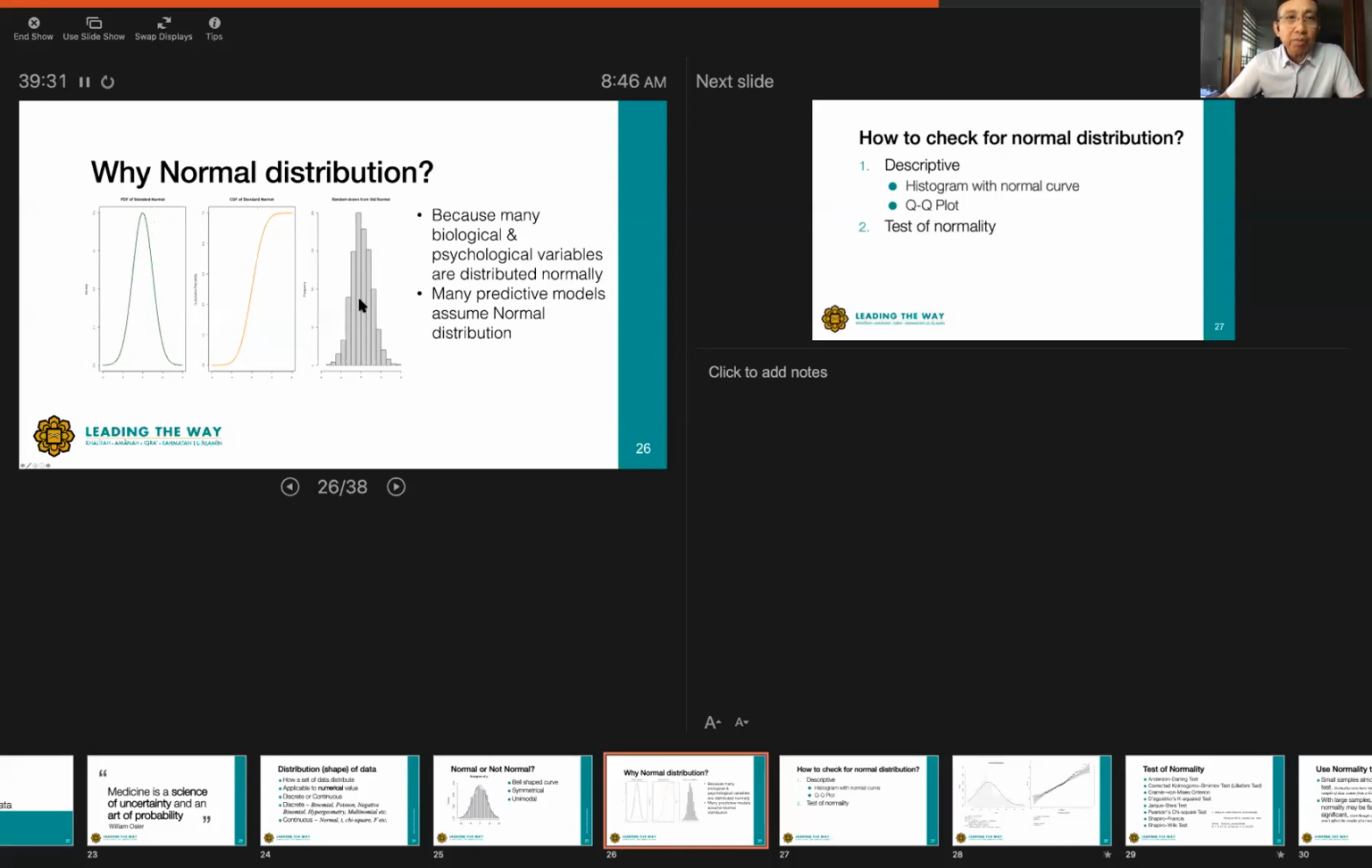So this is the histogram that you draw. And another reason why we use normal distribution is because of the predictive model. Many predictive models assume that it is a normal distribution. Kalau you have normal distribution, then you can do a lot of analysis.